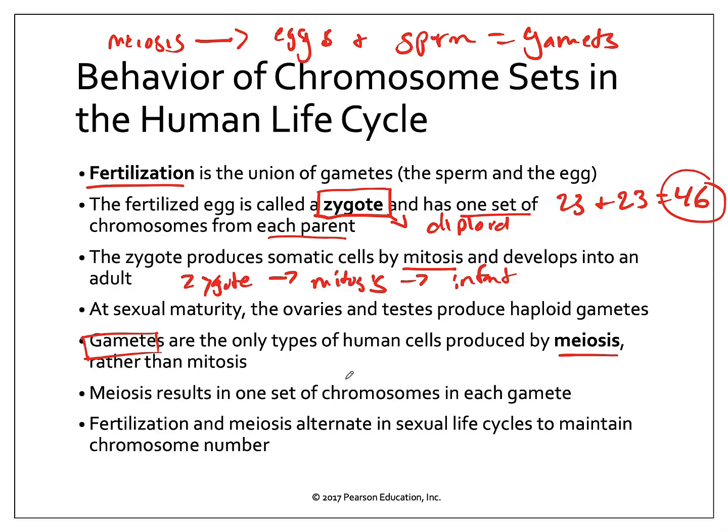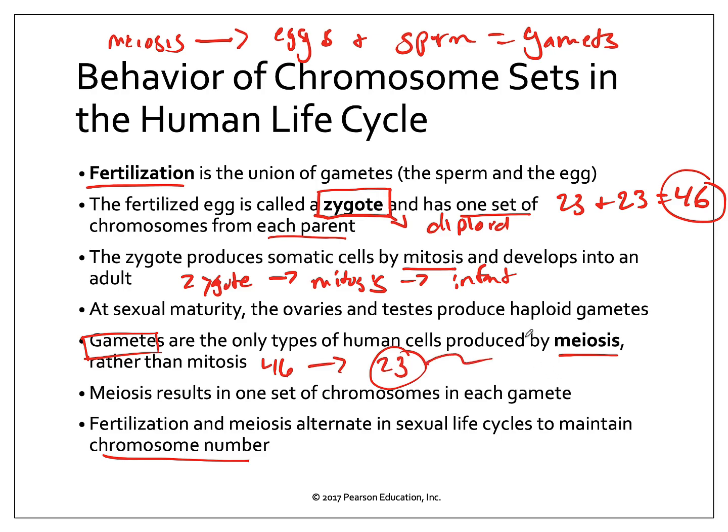Meiosis is extremely important for maintaining the chromosome number. Meiosis cuts the chromosome number in half. So when we take this adult and we go through meiosis, they're going to go from having 46 chromosomes in a body cell to having only 23 chromosomes in an egg or a sperm cell.